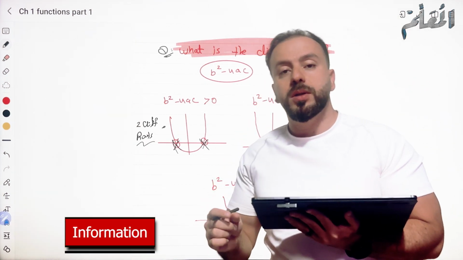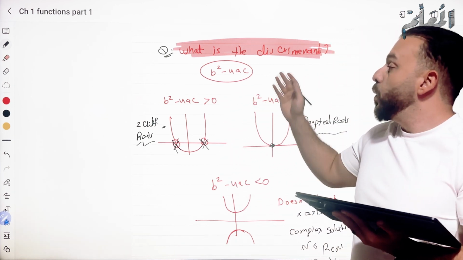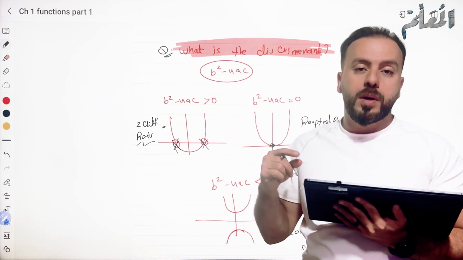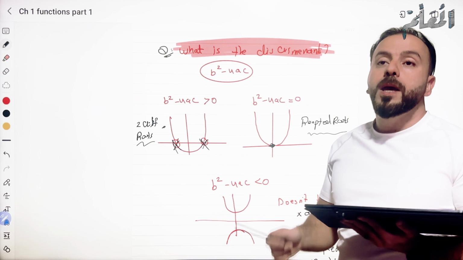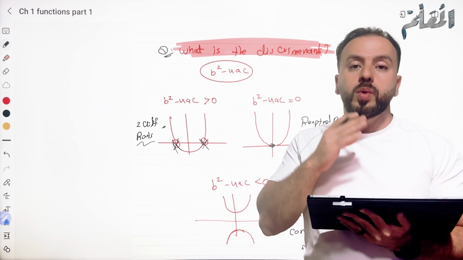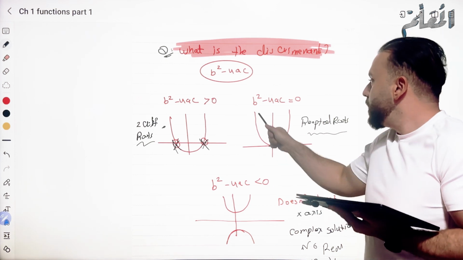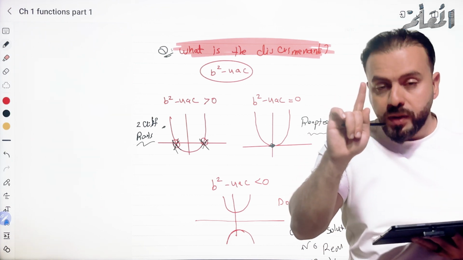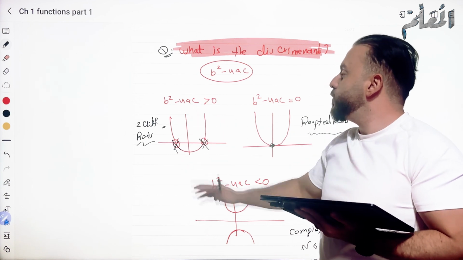This is a small piece of information about the parabola and the nature of the roots that control its shape. The first thing we need to know is the discriminant. The discriminant is equal to b squared minus 4ac, from the standard form. If it equals 0, the parabola touches the x-axis at one point, as you can see here. So I have only one repeated root. The second case is b squared minus 4ac greater than 0.